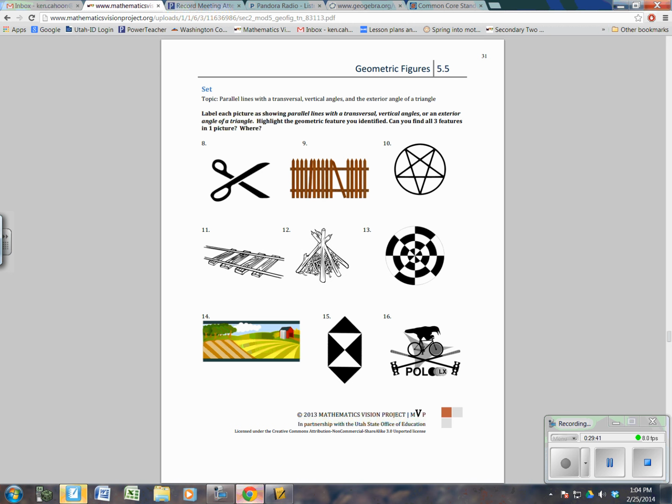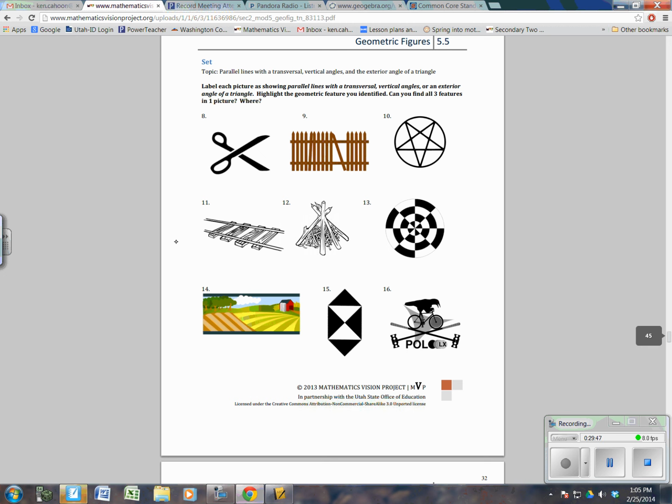Okay, now, you guys, I didn't put every paper of your assignment in here today. This is one page that's not on there, so everybody get out a piece of paper. You're going to attach this to your assignment. It says, parallel lines and the transversal, vertical angles and exterior angles of a triangle, okay? Actually, you know what? Let's just do this together. I won't make you turn this in. Label each picture as showing parallel lines and the transversal, vertical angles, or an exterior angle of a triangle.